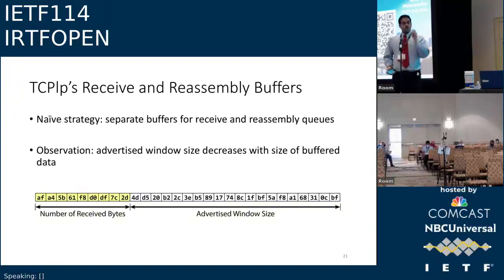Now, the observation we make on top of this is that all of the data we may possibly get for reassembly has to fit within the advertised window size. That's the contract of TCP, that if you're sending to a recipient, you do not go past their advertised window. So this allows us to actually store the receive buffer and the reassembly queue in a single flat array.